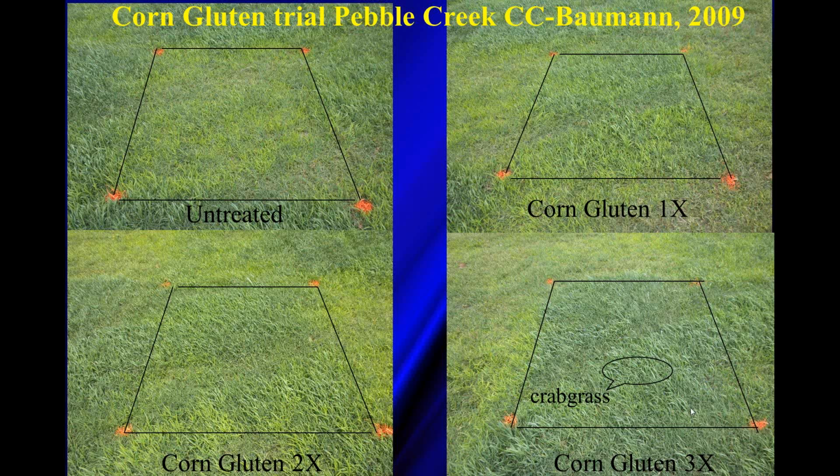So, you could make the thin argument that if you grow a stronger turf because you're putting a little bit of nitrogen in it, you may have some competition for the crabgrass, but in terms of pre-emergence control, it doesn't get it. So anyway, enough on that.